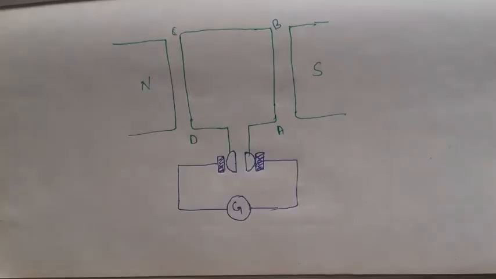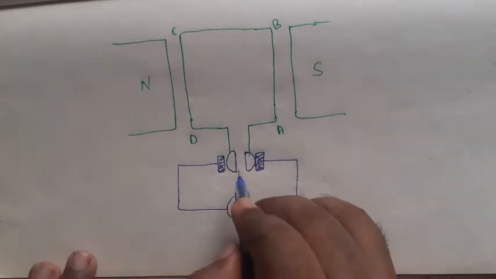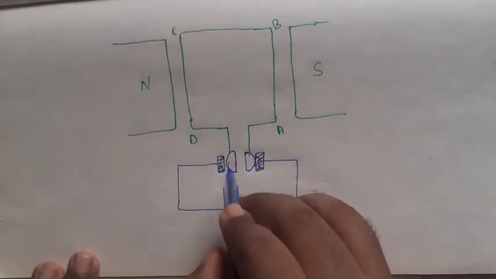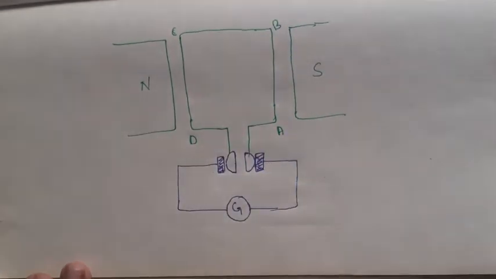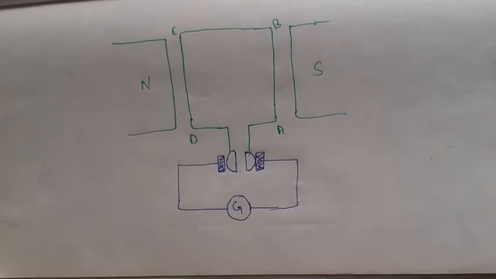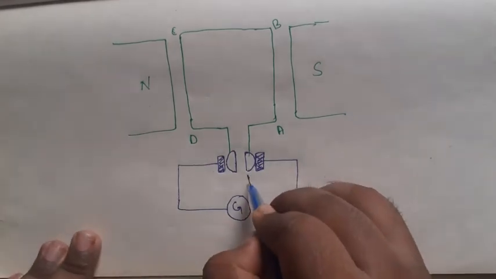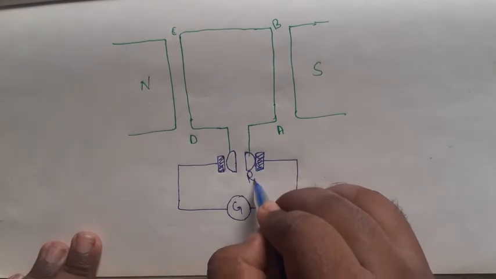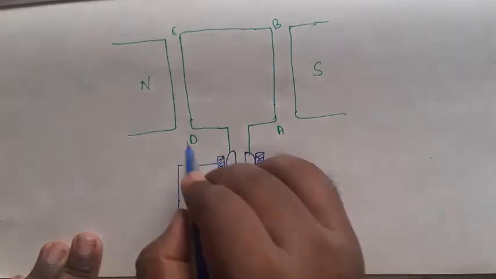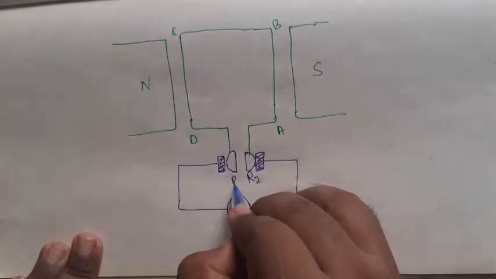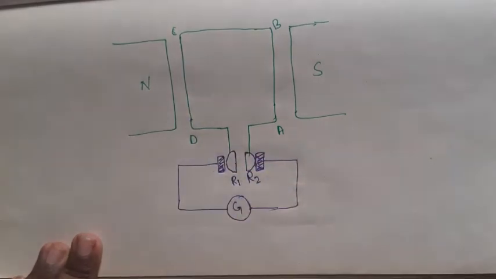Here, which type of commutator is used? Split rings. The specialty of the split rings is that they change their places. Actually, arm AB is connected to split ring R1, but during the rotation it will be connected to split ring R2. During the rotation, CD is connected to split ring R1.